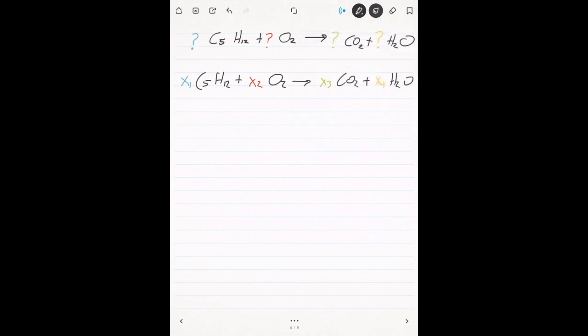Now, people often wonder, Linford, why are you using X1, X2, X3, and X4 as your variables? Why don't you just pick X, Y, Z, and W? Well, the reason is if I picked X, Y, Z, W, or any other number of letters for the variables, it'd start to get a little confusing.